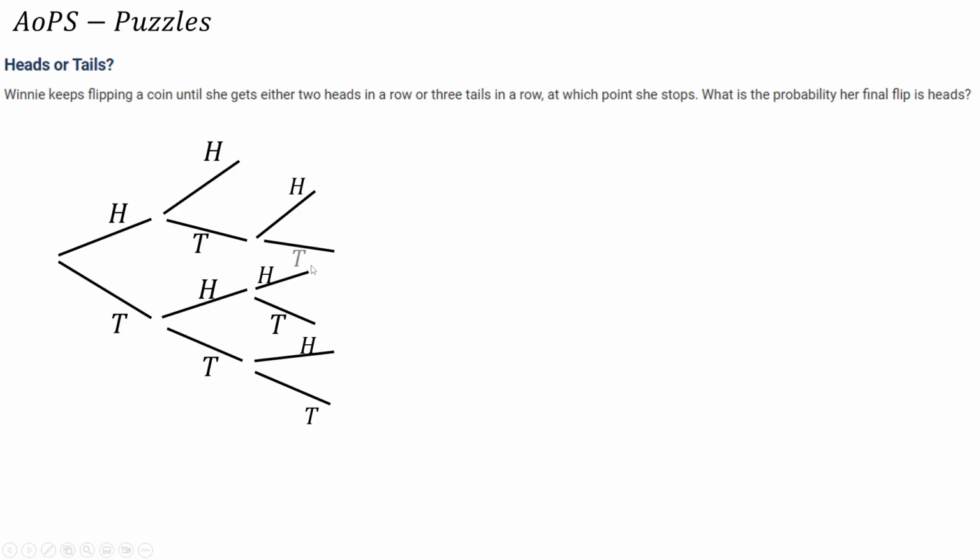This could be heads and this could be a tails. You'd still carry on from either one because we still don't have two heads in a row or three tails in a row. If you get a tails here, you'd stop. If you get a heads, you'd carry on. If you get a heads here, you'd stop. If you get a tails, you'd carry on. I'm sure you get the idea, but these just carry on.